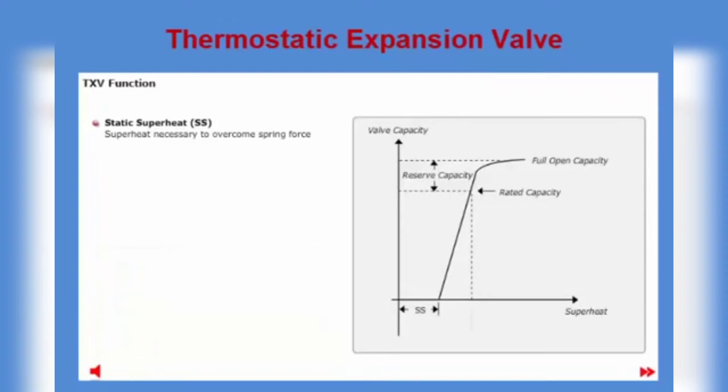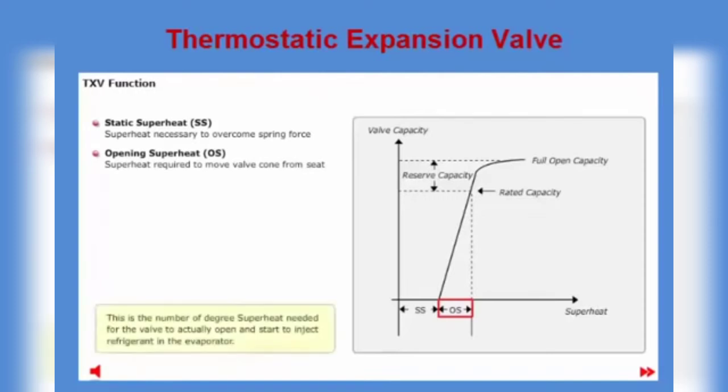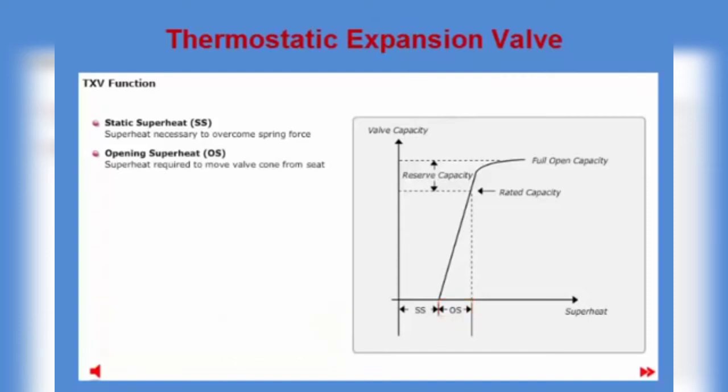The second part of the SS is the opening superheat, or OS. This is the number of degrees of superheat needed for the valve to actually open and start to inject refrigerant into the evaporator. The combination of the two superheat values is referred to as operating superheat, or OPS, or total superheat. This value is what the customer or fitter can measure on their refrigeration system.